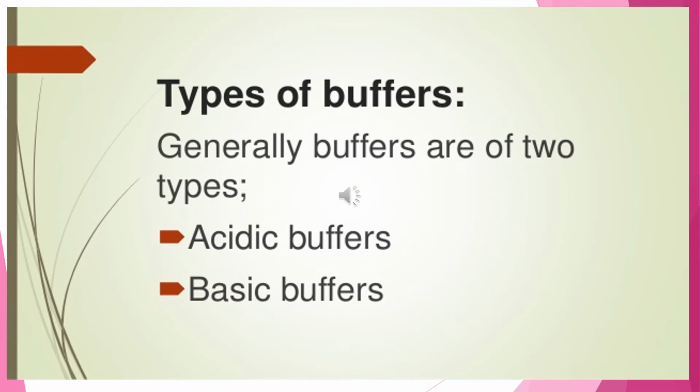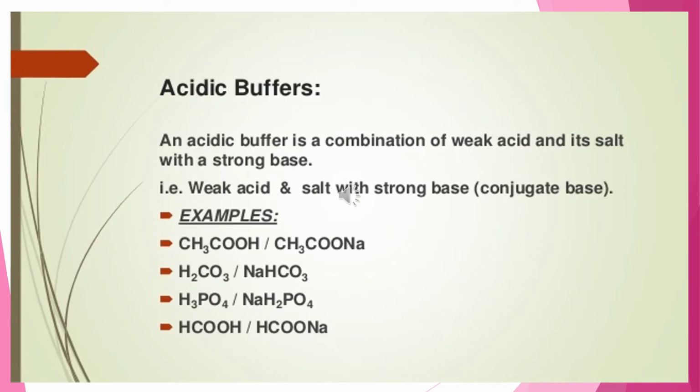Types of buffers. Generally, buffers are of two types: acidic buffer and basic buffer. Acidic buffers. An acidic buffer is a combination of a weak acid and its salt with a strong base, that is, a weak acid and its conjugate base. Examples: acetic acid and the sodium salt of acetic acid; H2CO3 and NaHCO3; H3PO4 and NaH2PO4; HCOOH and HCOONa.